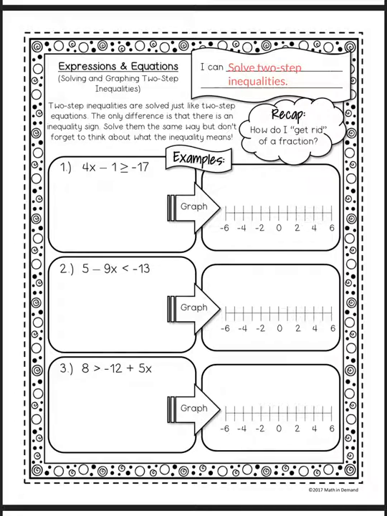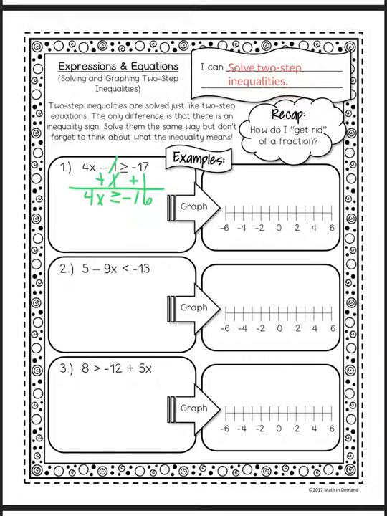First one, 4x minus 1. The x is on the left side, so we have to undo the minus 1. So I'm going to add 1 to both sides of the inequality. When I do that, the 1's cancel out. I end up with 4x is greater than or equal to negative 17 combined with positive 1 would be negative 16.